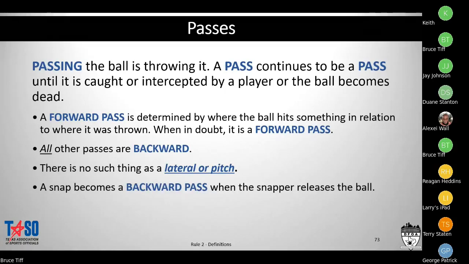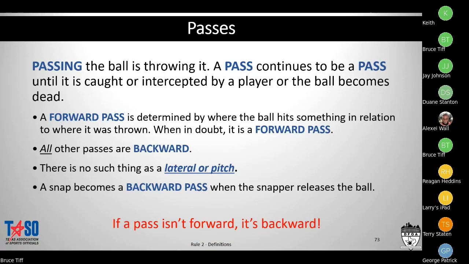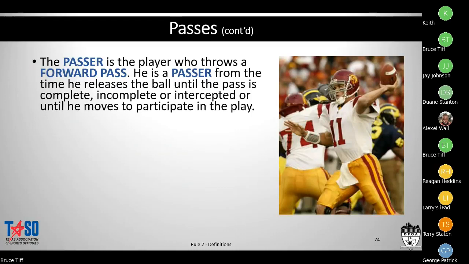A snap becomes a backwards pass when the snapper releases the ball. If a pass isn't forward, it's backward. You don't have sideways passes. It is either forward or backward. The passer is the player who throws a forward pass. He is a passer from the time he releases the ball until the pass is complete, incomplete, or intercepted, until he moves to participate in the play.